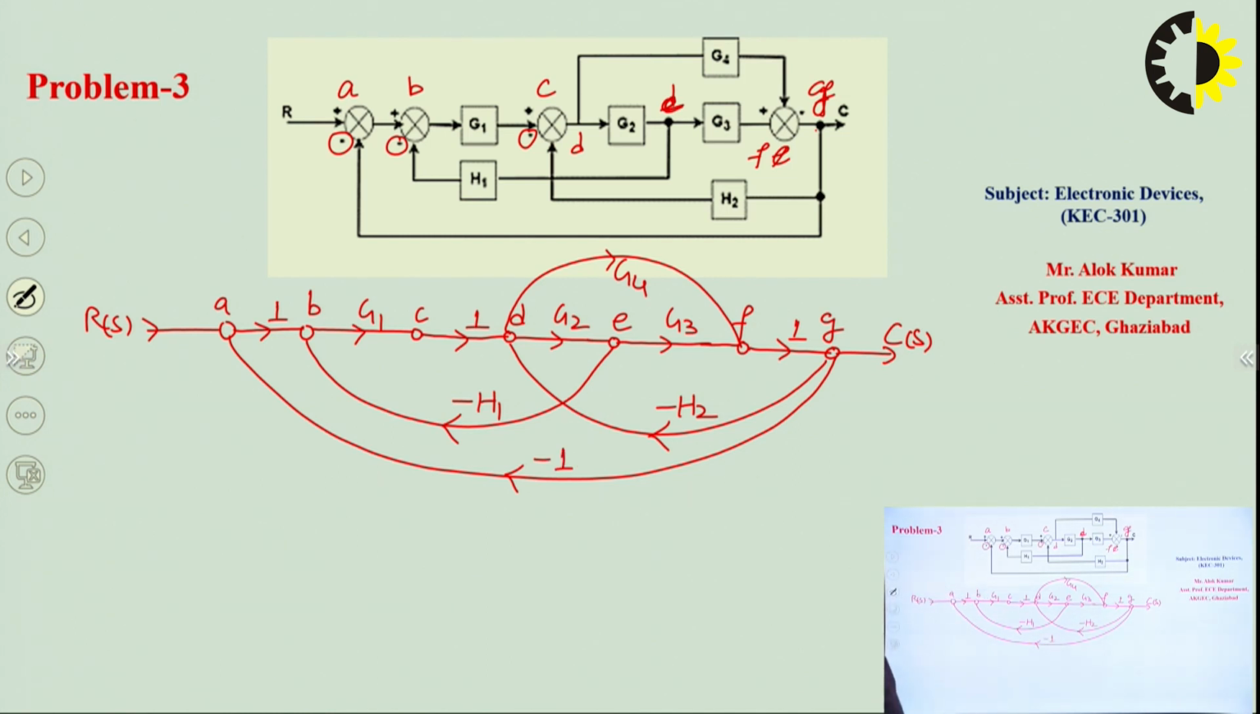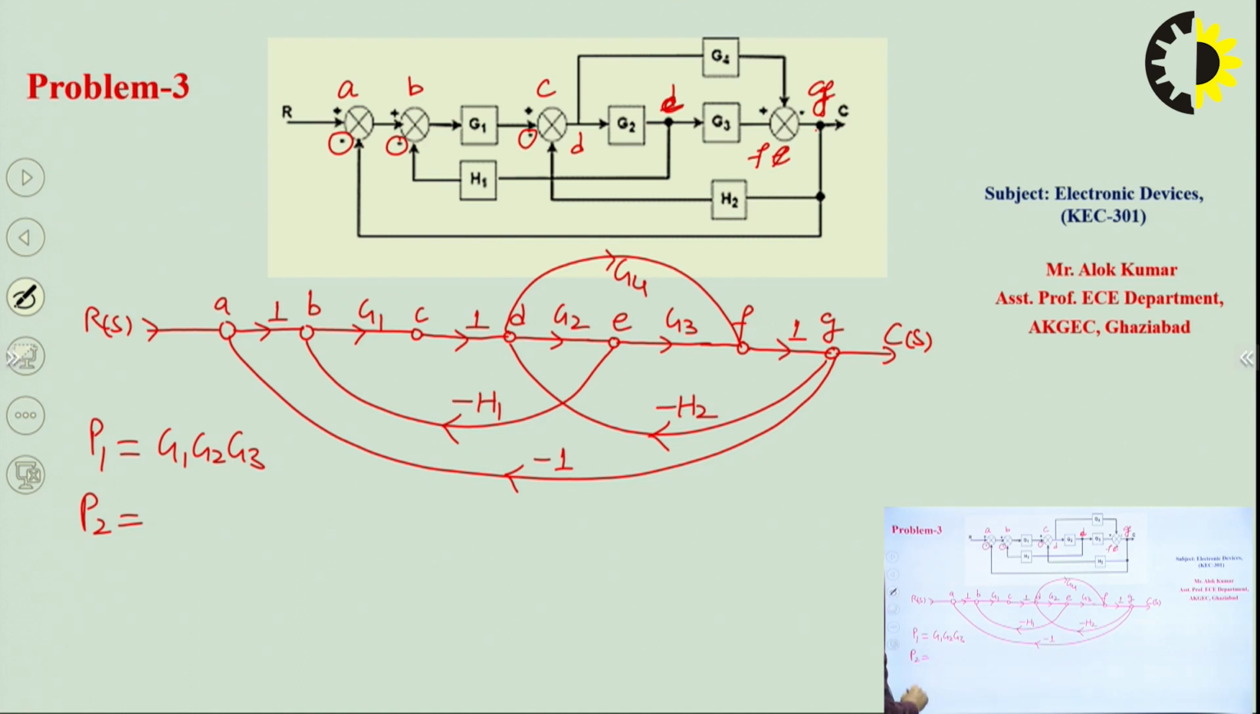Okay, so this will be the signal flow graph for this problem. Now we will try to find out the forward paths in this problem. So the first forward path will be, if we go in a straight line, that is node A to node B to node C to node D, E, F and G. So we will cover all these nodes, and we can go from R(s) to C(s), or source node to sink node. So the gain for this forward path will be G1, G2, G3.